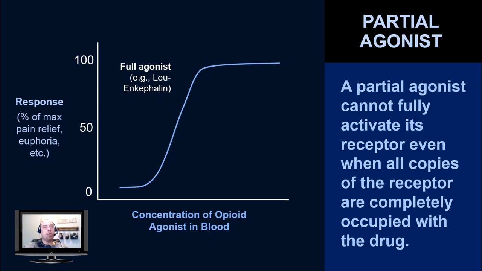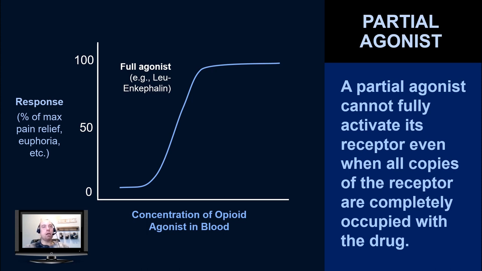Now, a pharmacologist, which is what I am, and a toxicologist would typically look at the concentration of the drug in the blood, or the opioid in the blood, and the amount of receptors that are occupied. For our purposes, I think it's just easier to look at it as the percent of max pain relief or euphoria, okay, because this is for a general audience.